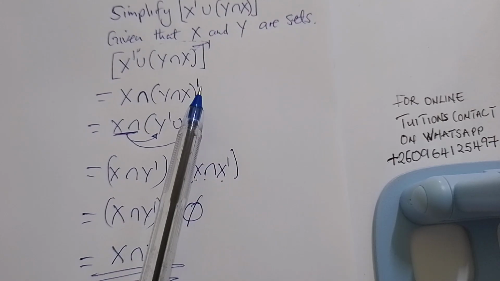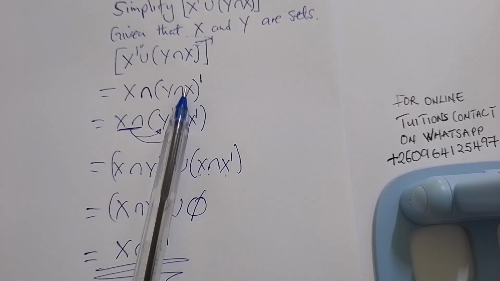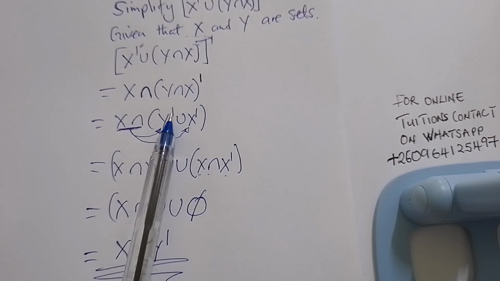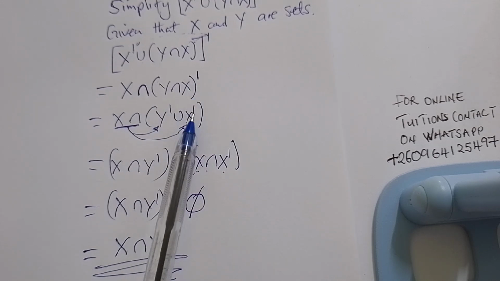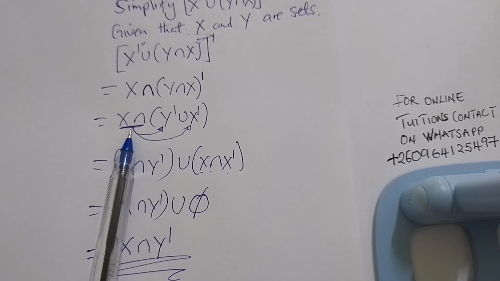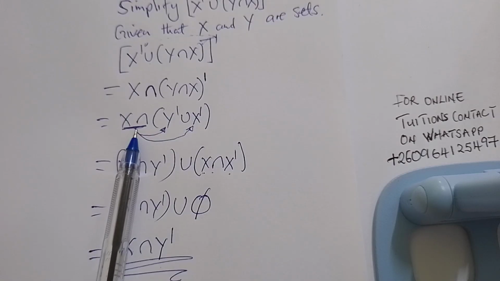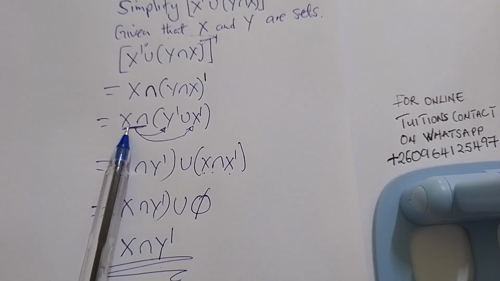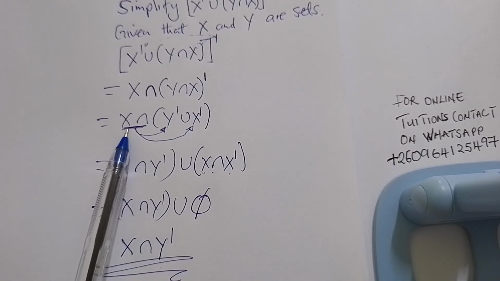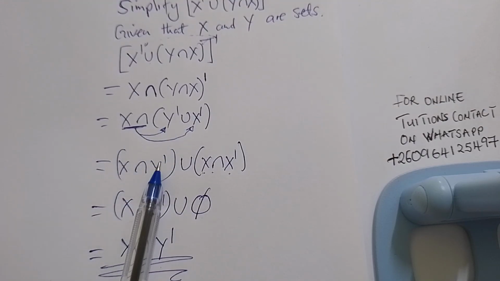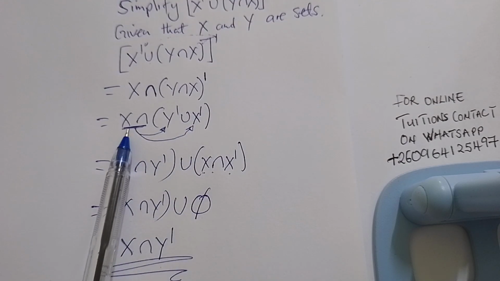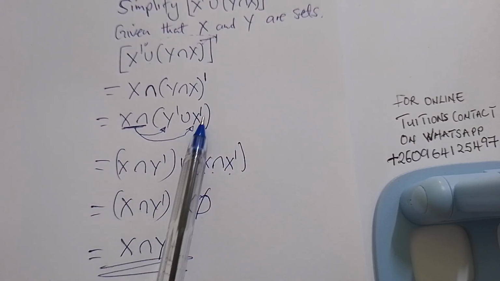Then from there, again, we're going to distribute this complement inside the bracket. So this complement there is going to be y complement. This sign changes to union, and that is going to be x complement. Now, since we have this set outside the brackets, you need to make sure that we distribute it. So this is x intersection y complement right there, union again x intersection x complement.